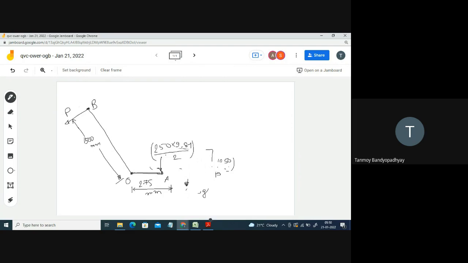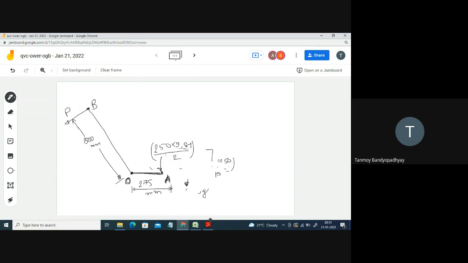Next, if we do the moment balance, number two assumption is the sliding at the point A is neglected. Just write it down: the sliding at the point A is neglected, so that any frictional force will not have any moment at the point O. The frictional force will be directed along this line OA itself. If I take the moment at the point O, I should not be getting any resultant moment due to the frictional forces.